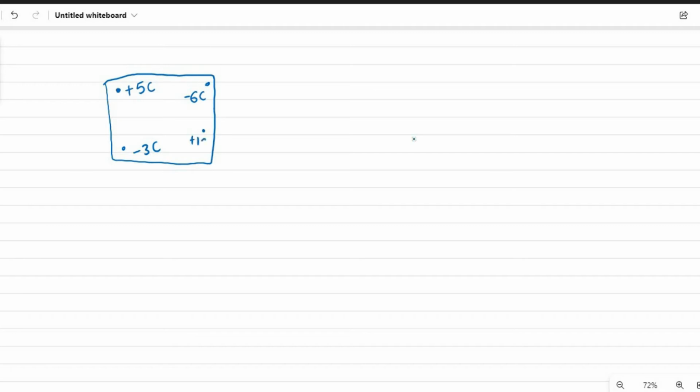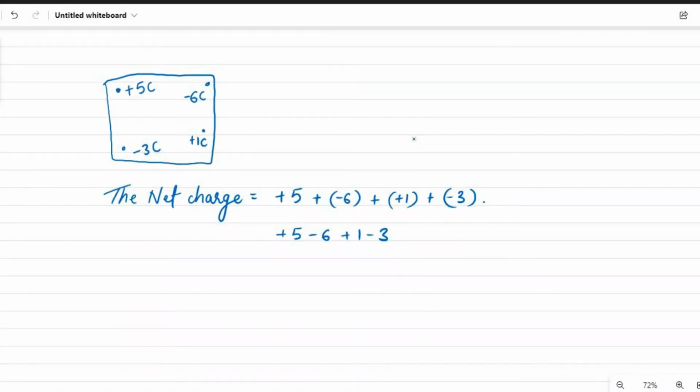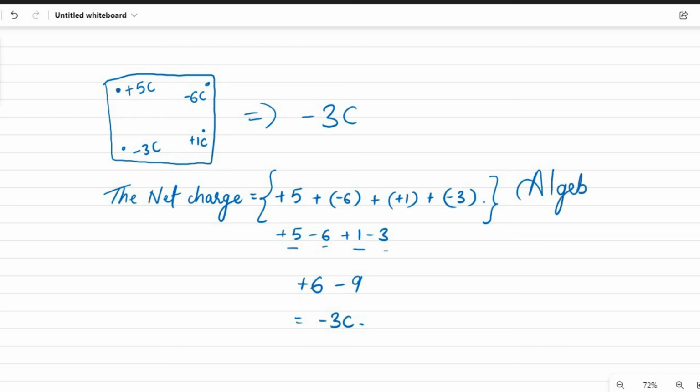So the net charge of this object will be plus 5 plus minus 6 plus 1 plus minus 3. So this will become plus 5 minus 6 plus 1 and minus 3. This will come out to be plus 5 plus 1, this will be plus 6. Minus 6 and minus 3 will become minus 9. So the answer will be minus 3 coulomb. So the net charge of this object will be minus 3 coulomb. So see here, the net charge of this object is defined by the algebraic sum of the charges located at different points. Here we have done nothing but the algebraic sum.